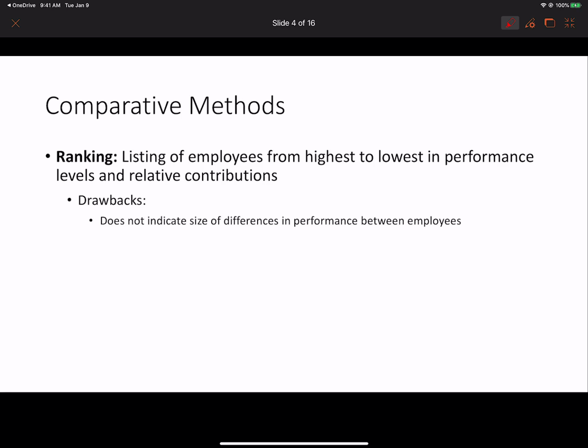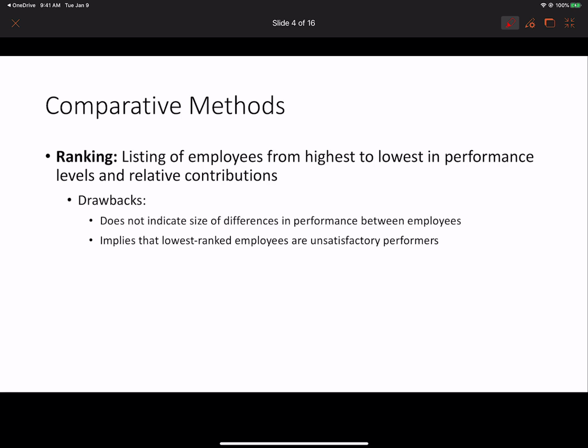Drawbacks: ranking doesn't indicate the size of difference in performance between employees. So you may have John, who is number one, Sarah, who's number two, but we don't know how much further John is in being better than Sarah. We just rank John number one and Sarah number two. It implies that the lowest ranked employees are unsatisfactory performers, and in fact it may not be that way.